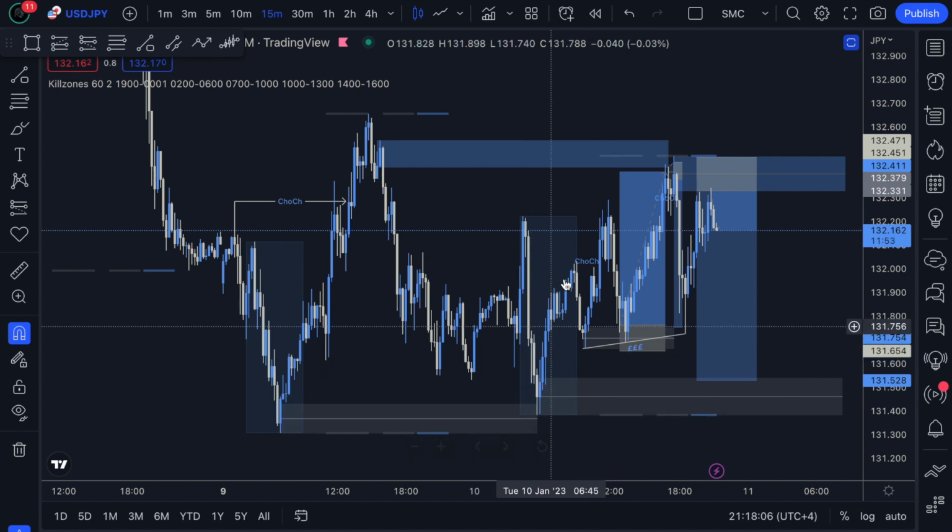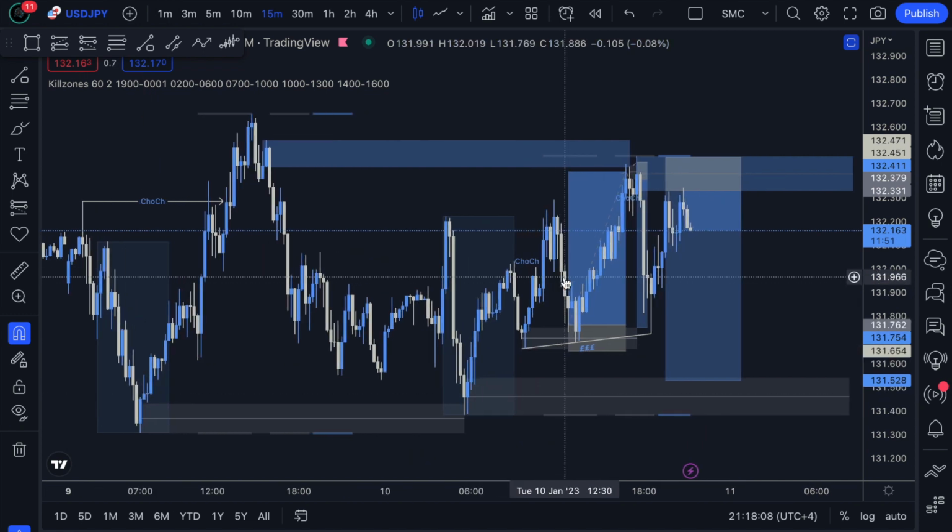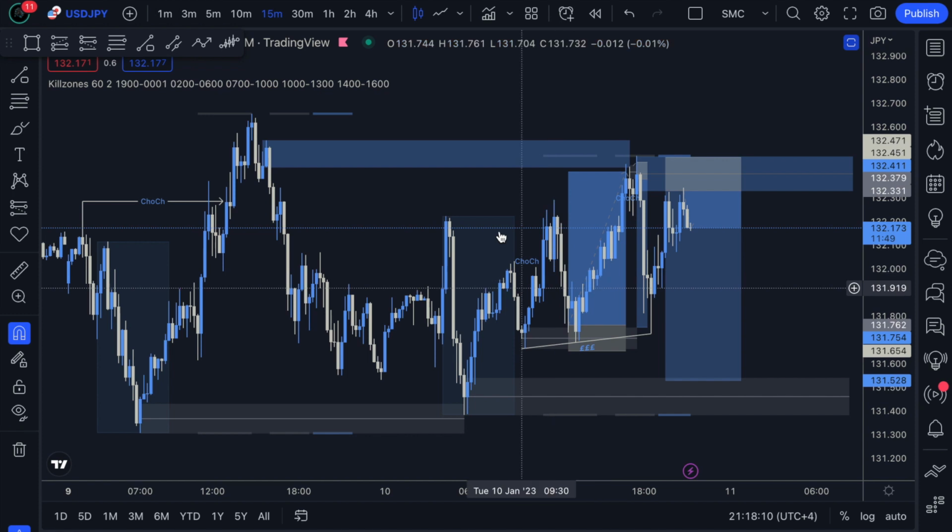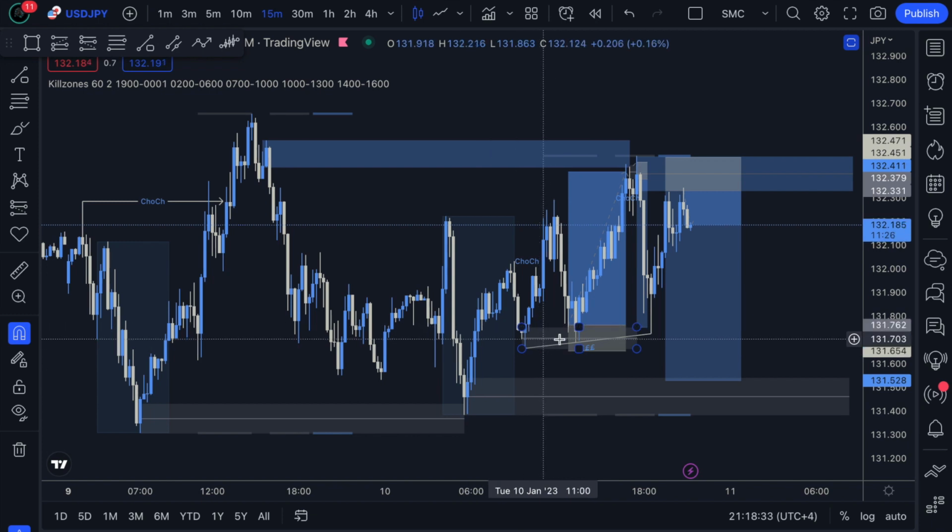We were moving up, and when I came on the chart in the morning, I could see that this is the Asian session where we created the Asian high and Asian low. And when I came on the chart, I could see that the price had already taken the liquidity of the Asian high. So I was quite sure that since it has taken the liquidity on the Asian high, we need to see the price coming back into the demand zone of 5 minutes in order to take a buy into this supply zone.